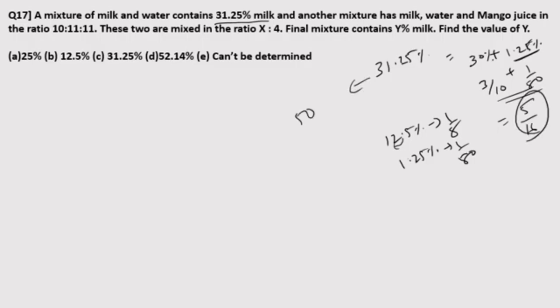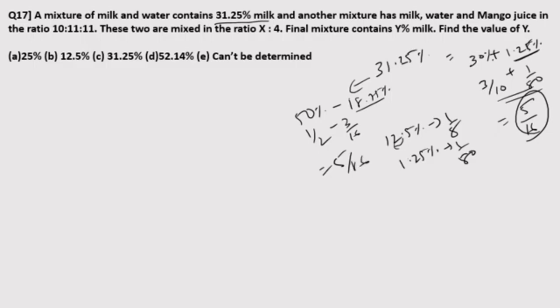Second, you can write this as 50% minus what? 18.75%. This is 1 by 2 and this is 3 by 16. So this is again 5 by 16. There are two ways of solving, right?